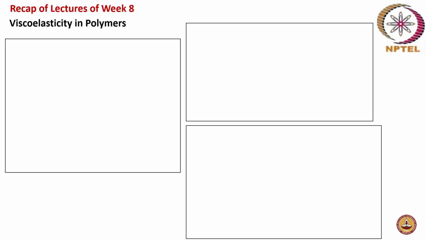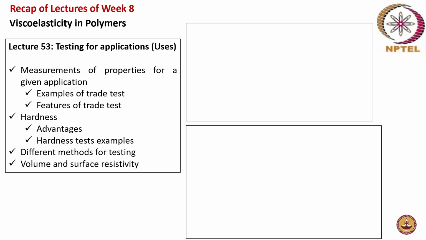As usual, we'll have a brief recap of lectures of week 8. In week 8, there was a discussion on viscoelasticity in polymers. Lecture 53 was on testing for application. This was a lecture on uses, the measurement of properties for a given application. Here, there was a discussion on trade tests basically. What are the examples of a trade test and what are the features of a trade test?